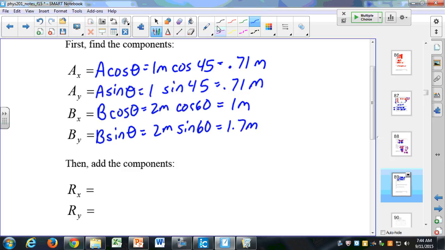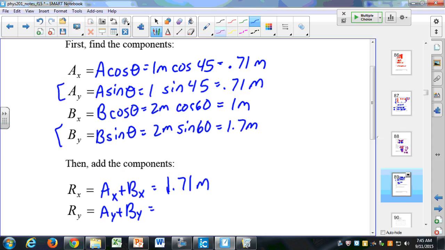All right, so those are our components. Then we add up the components. Remember, Rx is AX plus BX. That's going to be 1.71. And Ry is AY plus BY. That's 0.71 plus 1.7. What's that, 2.4? I'll just call it 2.4. I'm just going to call this 1.7.